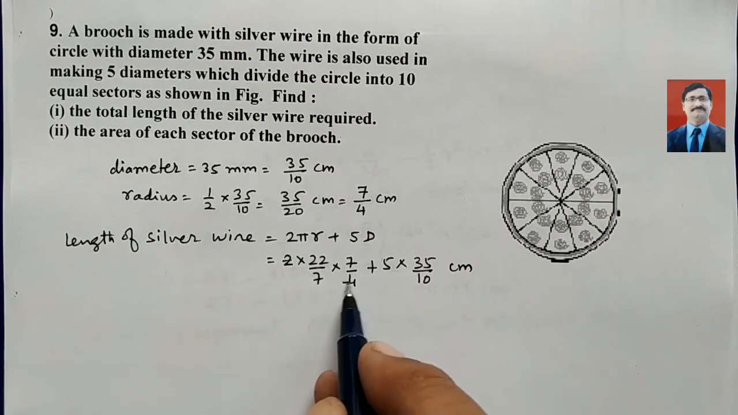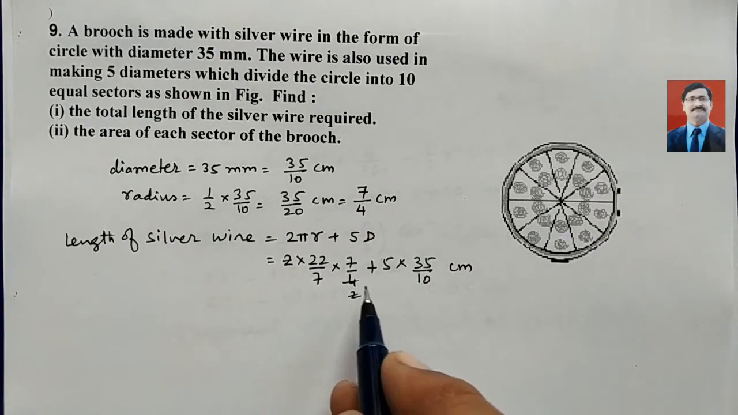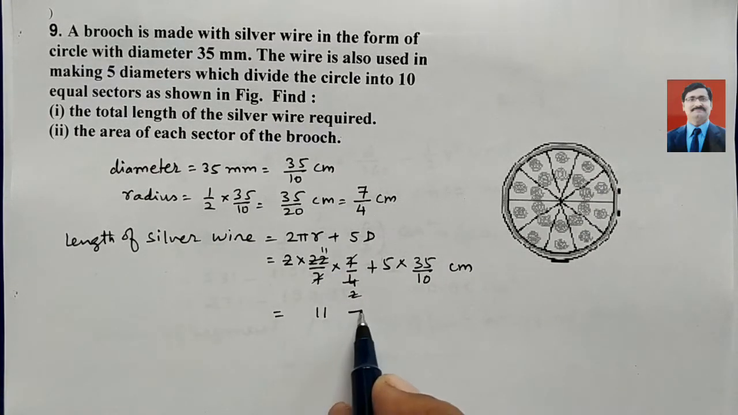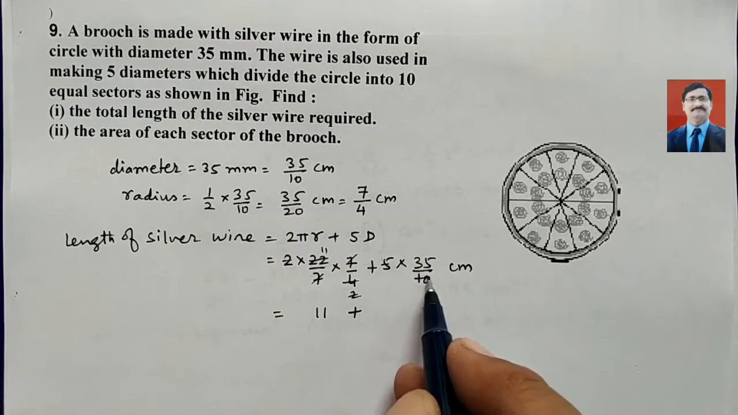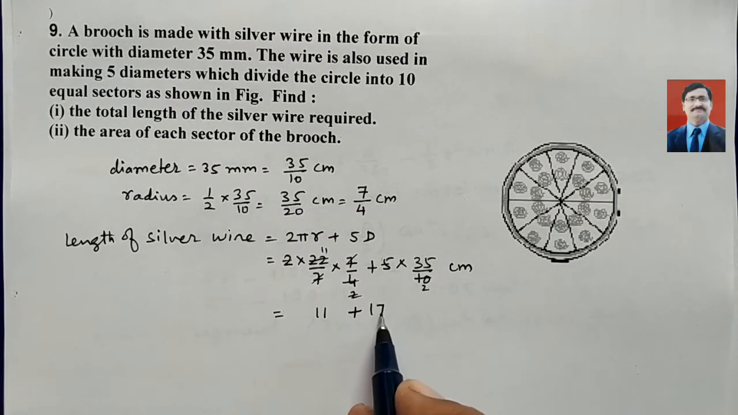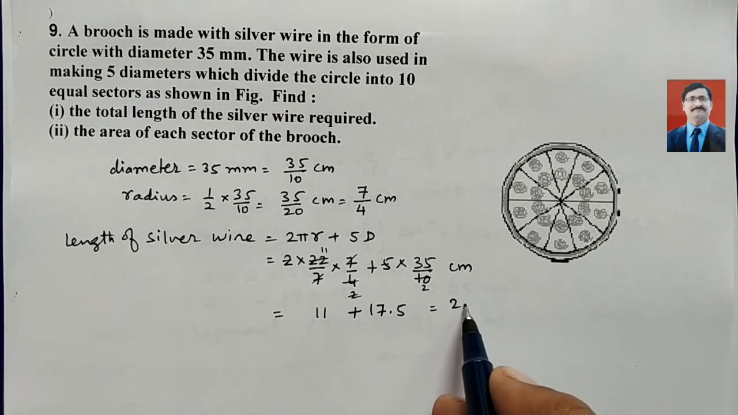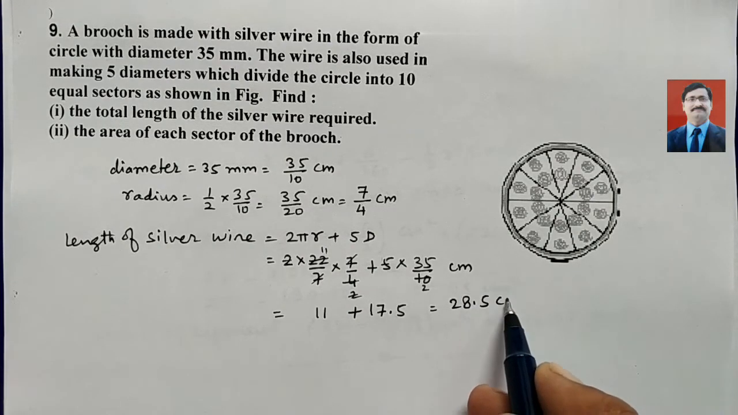You can cancel 2 and 2, we get 11. 7 and 7 we can cancel, so here is 11 only, and this we cancel, 5 2s are 10, and we divide, we get 17.5. We will add this, we will get here 28.5 centimeter.